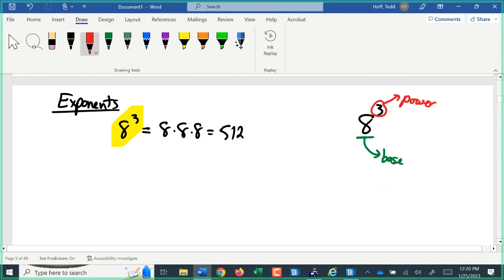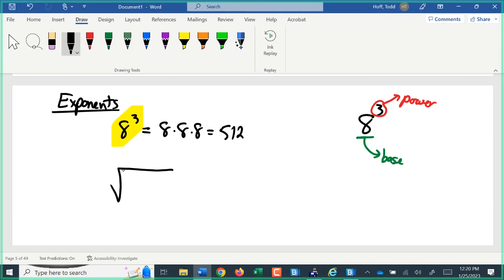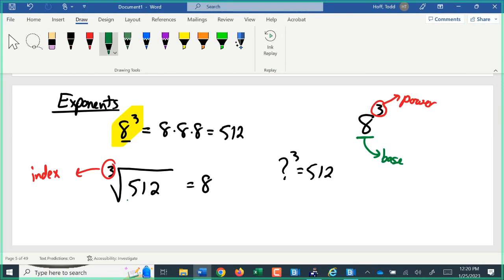Well, if we can have a power, we need to have an opposite or an inverse of that. The inverse would be a root. To indicate what power the root is reversing, we put an index here. That is called the index of the root. And if I ask to do the third root of 512, that is asking what number to the third power is 512. Well, we just saw that up here. It's the 8. This is the base of the root.